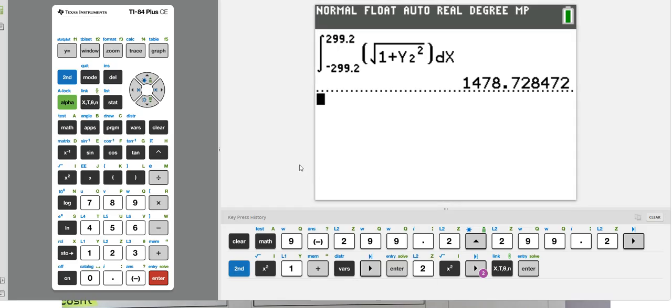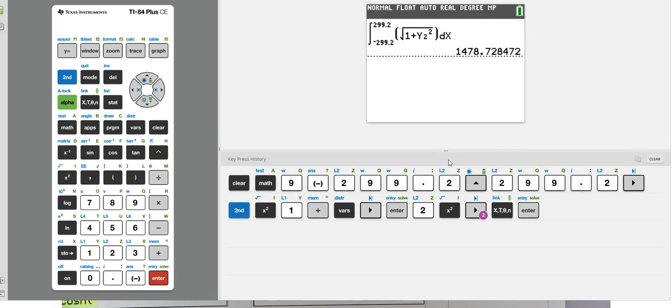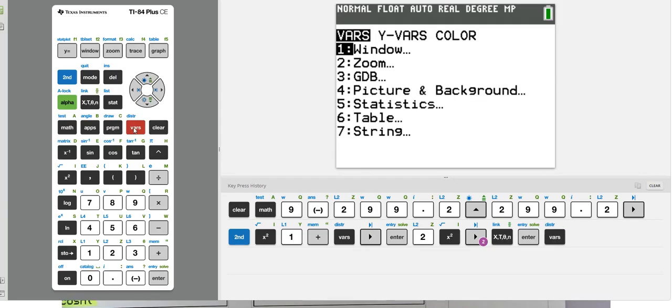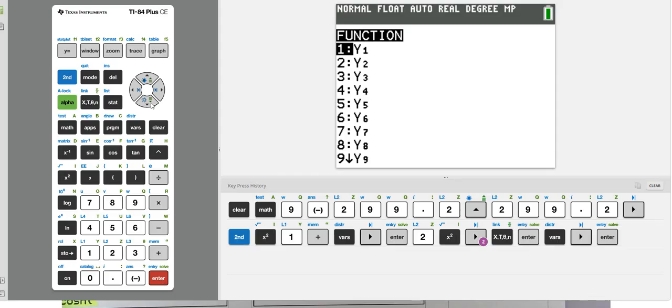Yes? Could you show me how you got the y2 again? Sure. So just so you know, when I'm doing these types of problems, you kind of see the keystrokes here at the bottom. But since you didn't quite catch that, let me go back and show that one to you. So you go to the vars key, and then you go one to the right, press enter, and then you select whichever function you want. In our case, we wanted y2 because that's where the first derivative was. Okay, thank you. You're welcome. Anything else? All right.